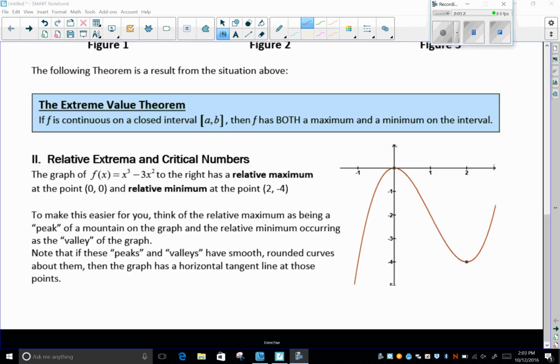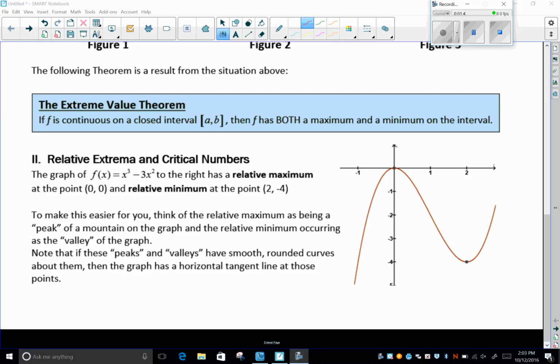So let's take a look at the extreme value theorem. It says that if f is continuous on a closed interval [a, b], then f has both a maximum and a minimum on that interval. All right, so let's take a look at this Roman numeral 2 here, the graph on the right side over here.